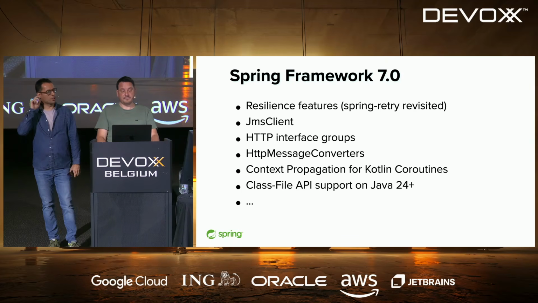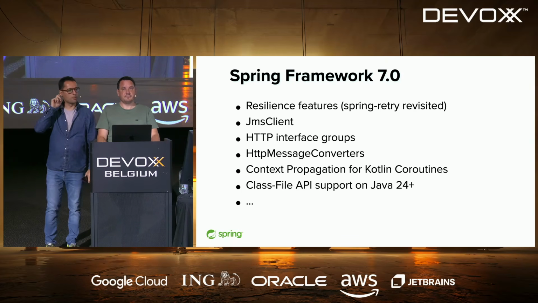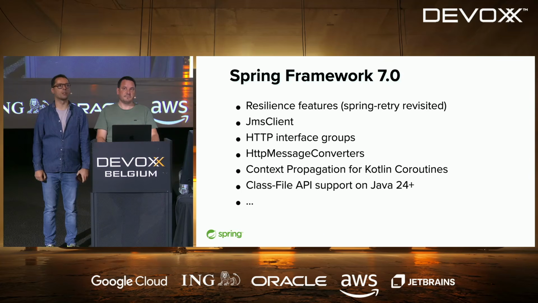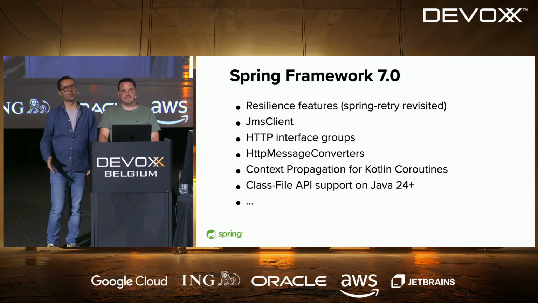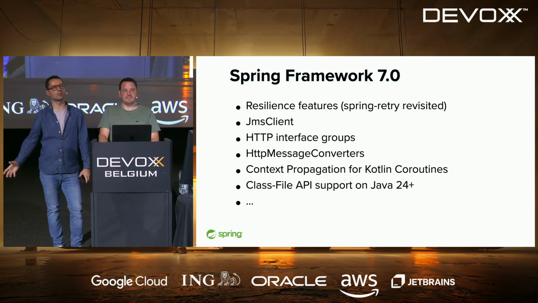We made changes around HTTP message converters. Right now in Spring Framework 6, configuring HTTP message converters on Spring MVC or clients is not as good as what we did later in web clients. So we have a new feature that mirrors that setup. Now it's way easier to express your preferences for JSON codecs or XML codecs and whatnot.